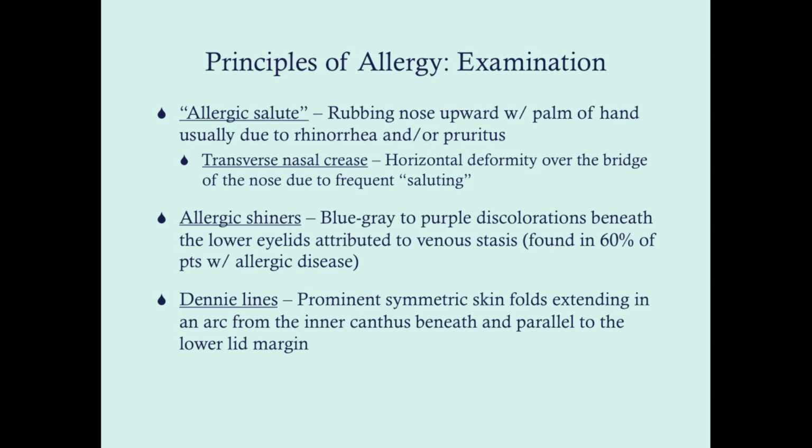You can get allergic shiners. This is venous congestion in and along the eyes. So usually we're looking at the lower eyelids and sort of that area where you get bags around the eyes. This is a discoloration due to venous stasis. So it's going to be venous colored. It's going to be bluish to grayish to purplish in color, and it looks almost like a black eye, like a minor black eye. And this is actually found in 60% of patients with allergic disease.